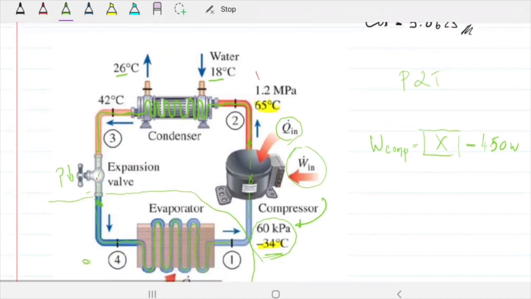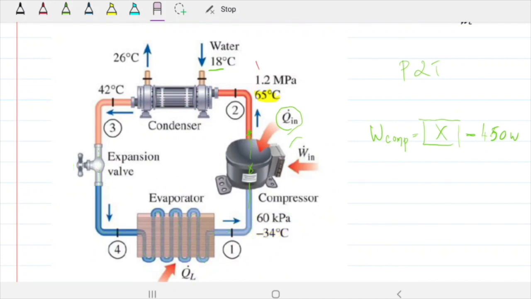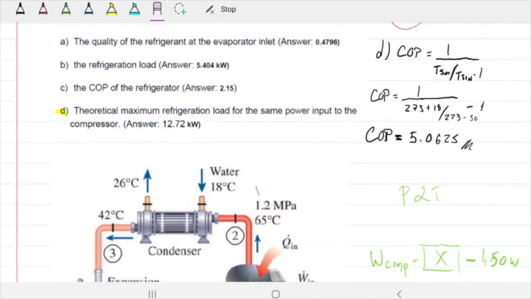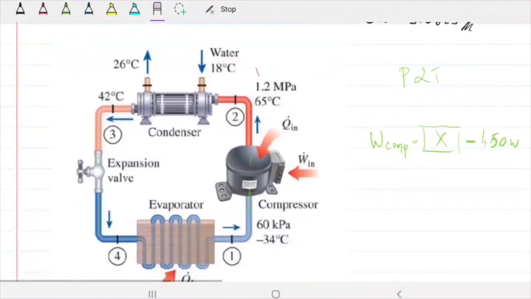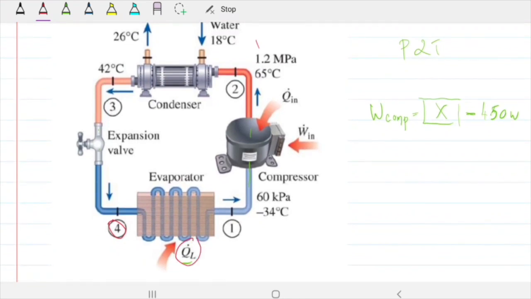All right, so let me get rid of all this stuff that I just drew, and let's look at what the problem is asking from us. It wants the quality of the refrigerant at the evaporator inlet, the refrigeration load, and the coefficient of performance. So the quality at the evaporator inlet: how much liquid and how much vapor do we have at state 4? It also wants the refrigeration load, and that's precisely this QL down here, which is how much heat is being absorbed by our fluid every time it goes through the evaporator.